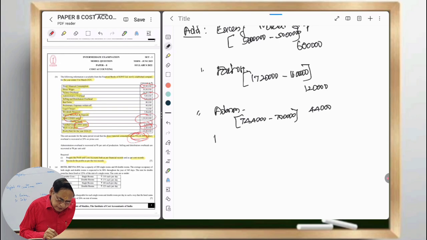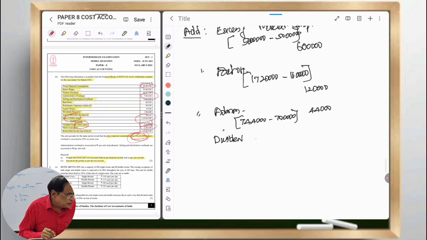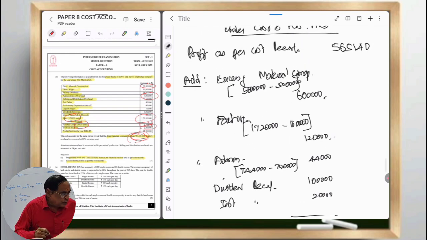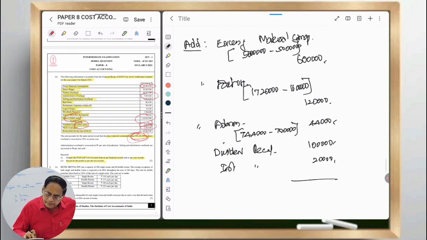Dividend received will appear in financial accounts only, but it will not be considered in cost accounting. So it should be added, that is 1 lakh. And then interest received, that is 20,000, is to be added. So 6 lakhs plus 1,20,000 plus 44,000 plus 1 lakh plus 20,000, so 8,84,000 we have to add.